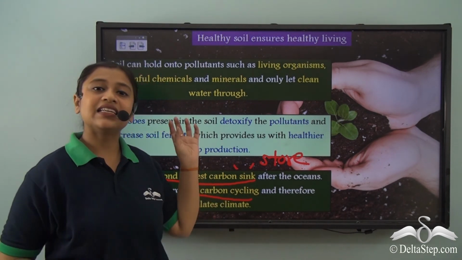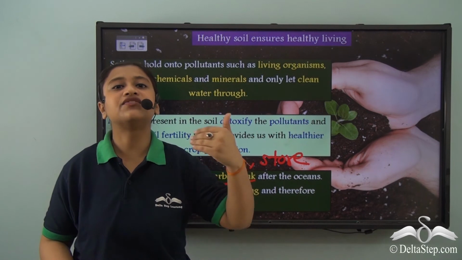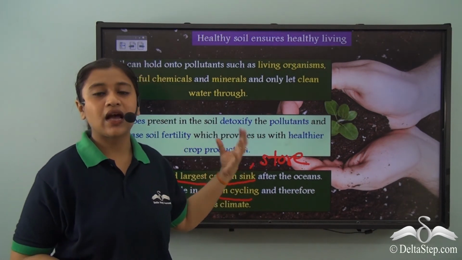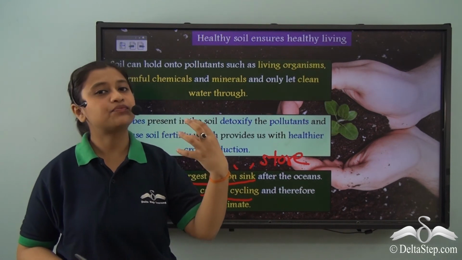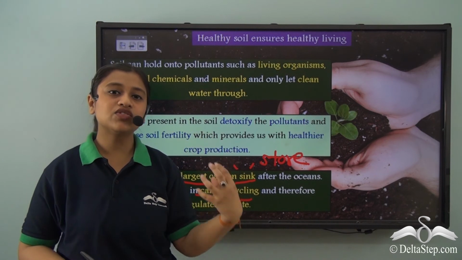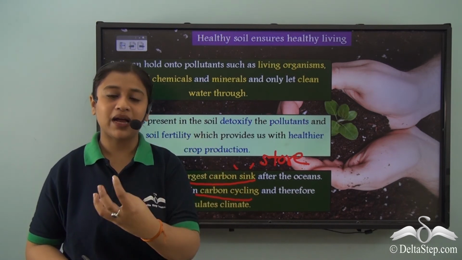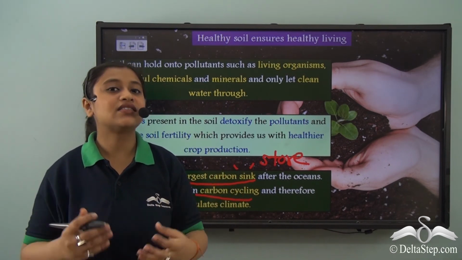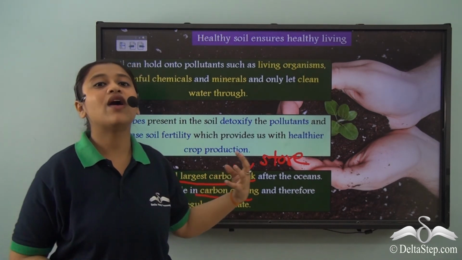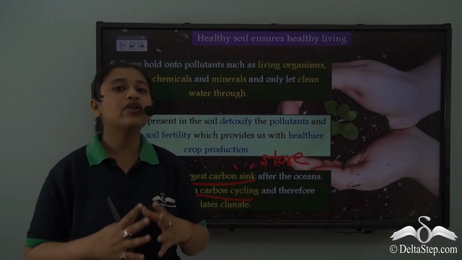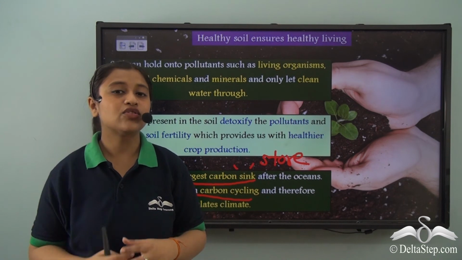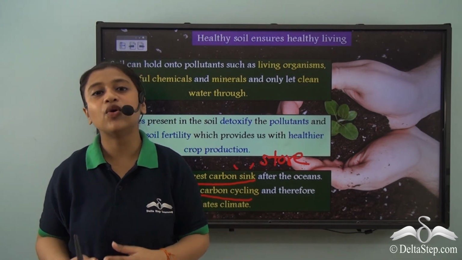Therefore, we learned that the soil plays an important part in our lives, right? It gives us clean water or helps in water filtration. It also provides us with healthy crops because the microorganisms present in the soil are detoxifying the pollutants and also providing it with organic matter or humus, which increases the fertility of the soil. Then we learned that the soil also acts as a carbon sink. Therefore, it stores the extra carbon dioxide and regulates the climate. So, soil plays an important role in our lives.